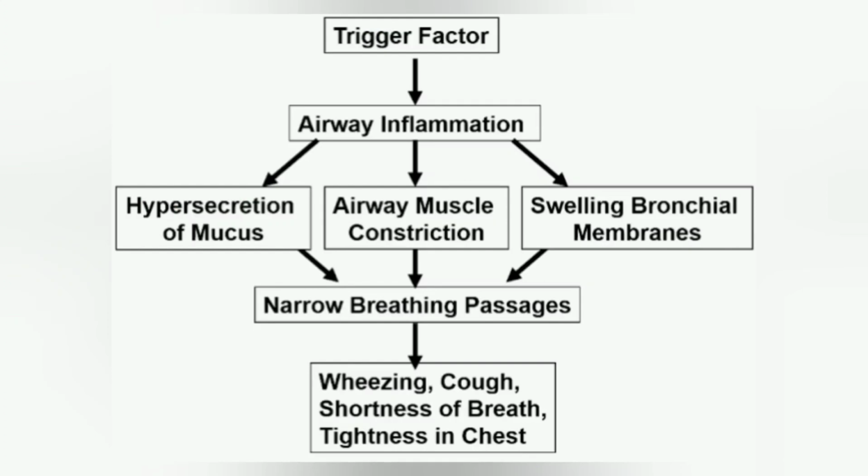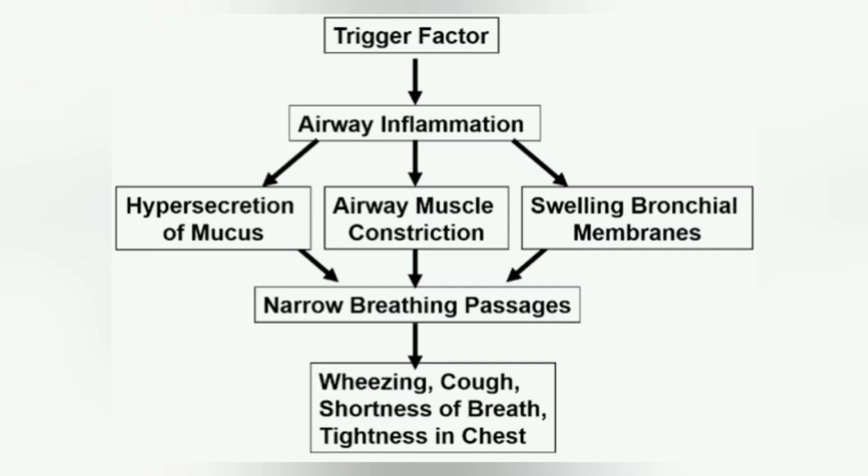Next, pathophysiology of wheezing. First one, the triggering factor. This triggering factor may be a viral infection or genetic causes, so it will trigger the respiratory tract. Due to the triggering factor, the airway will get inflammation. This airway inflammation will stimulate hypersecretion of mucus due to the infection or inflammation. Otherwise, it will constrict the muscles, like a bronchospasm.